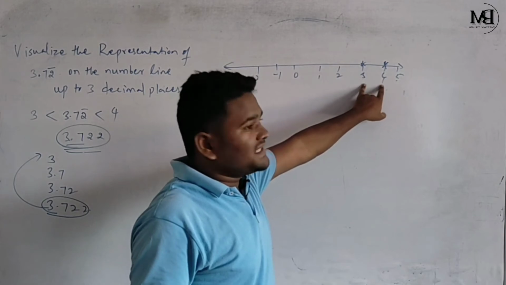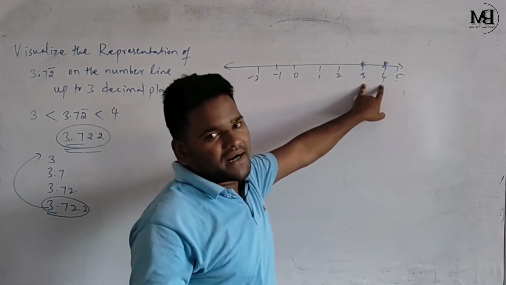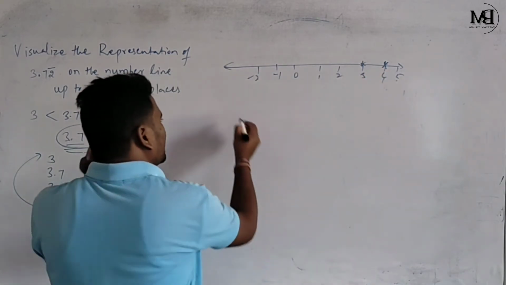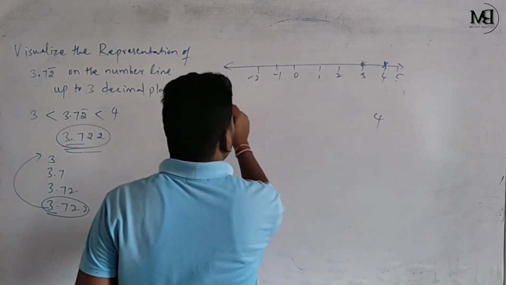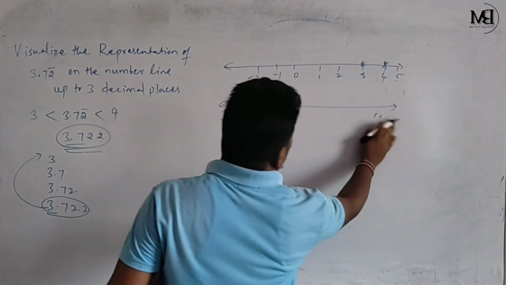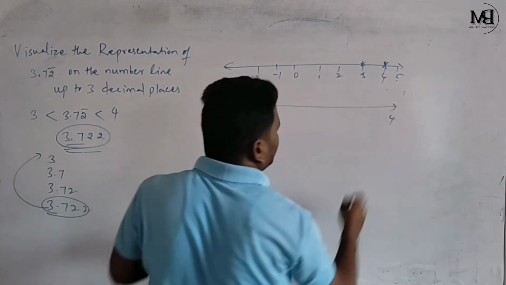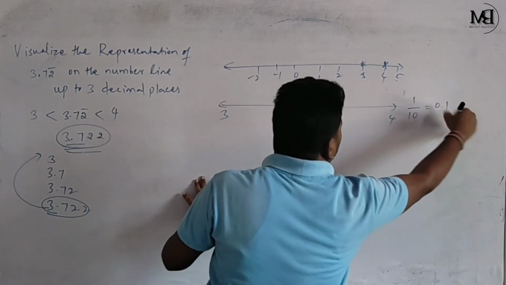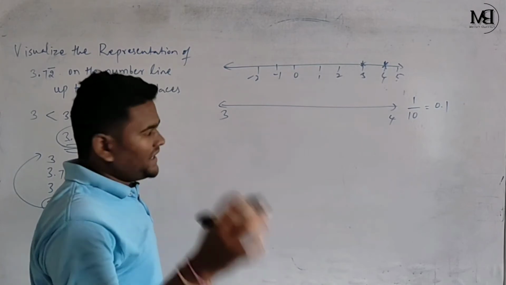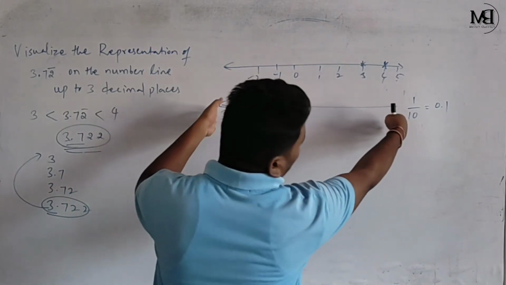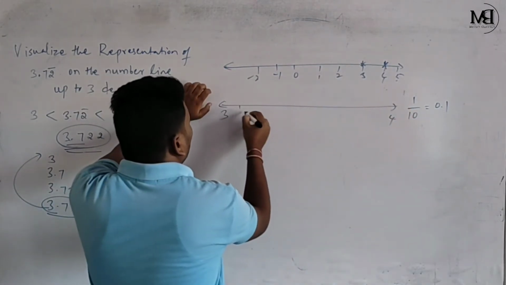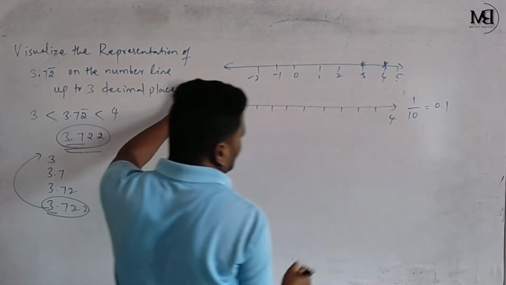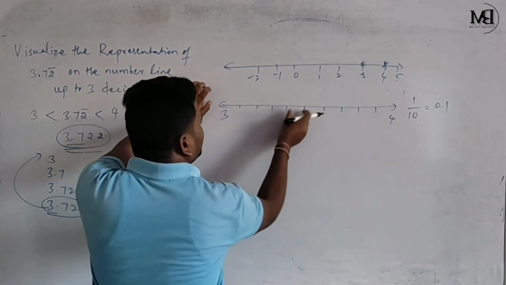Now I am going to divide this 1 unit into 10 parts, my dear children, so that each part will be 0.1. First, let's divide this 1 unit into 10 parts. 1, 2, 3, 4, 5, 6, 7, 8, 9. Each part is 0.1.